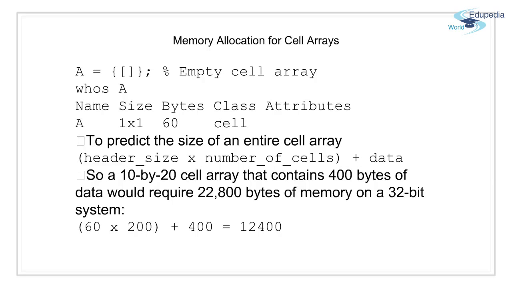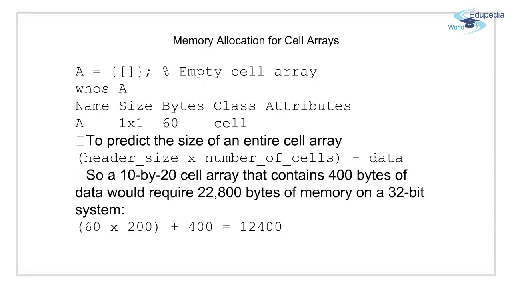Let's find this. I have created an empty cell array A, and using the whos function I will find out the size in bytes. Here the bytes shown on the slide are the bytes required for each header in a cell array for a 32-bit system. The number required is 60. So this is the header size that is used in all of the examples made in the 32-bit system. For a 64-bit system, the size is approximately 112 bytes. You can check it on a 64-bit system to get an exact value.